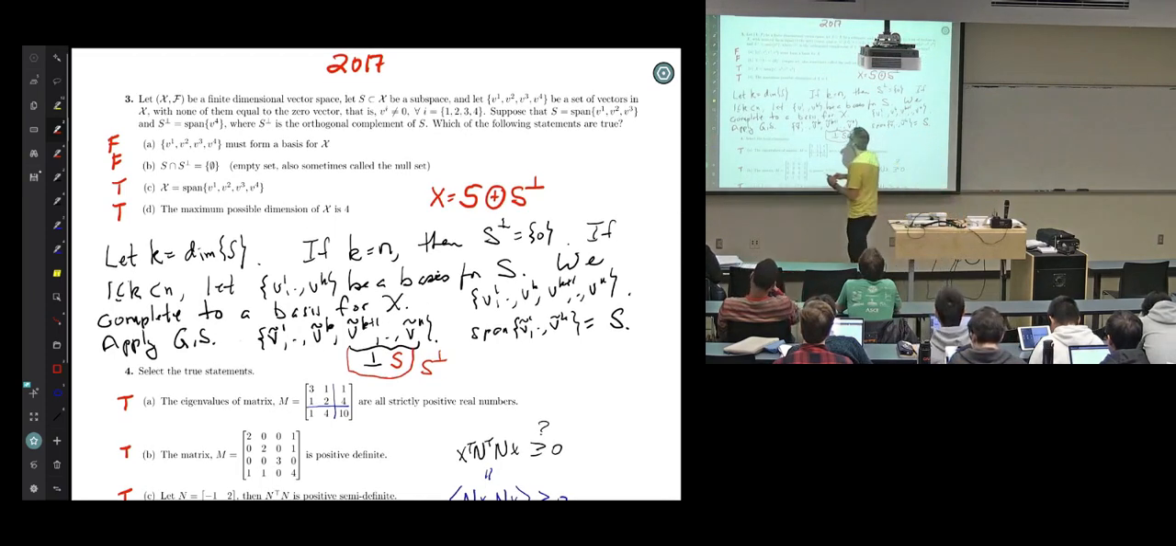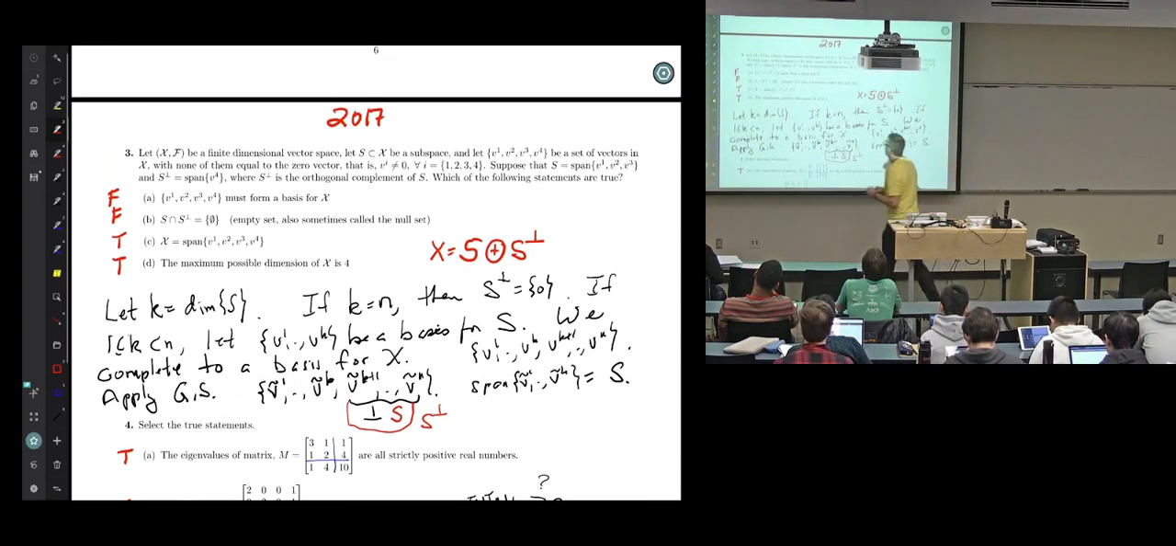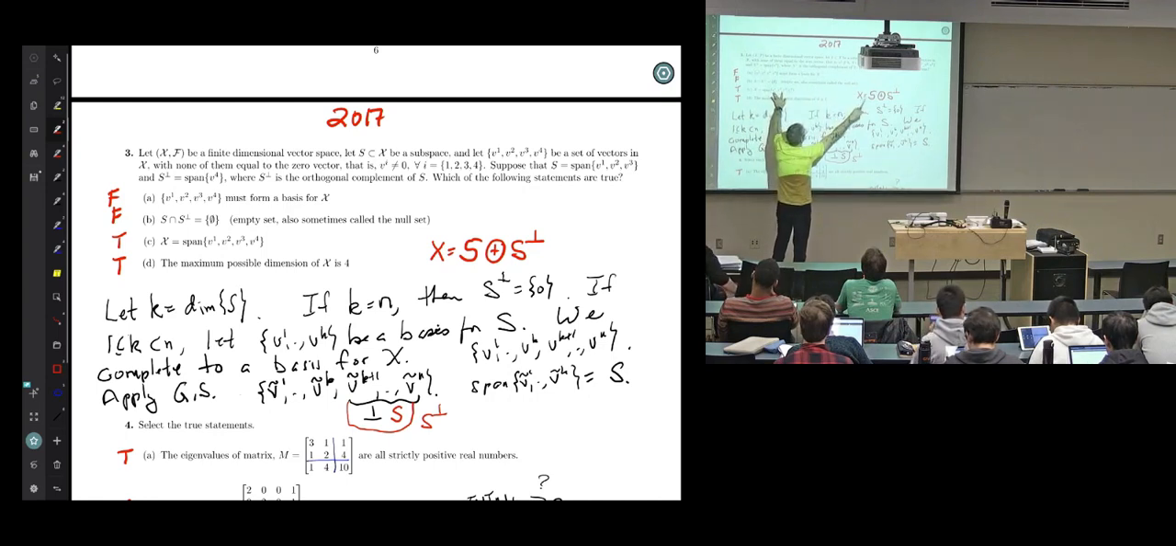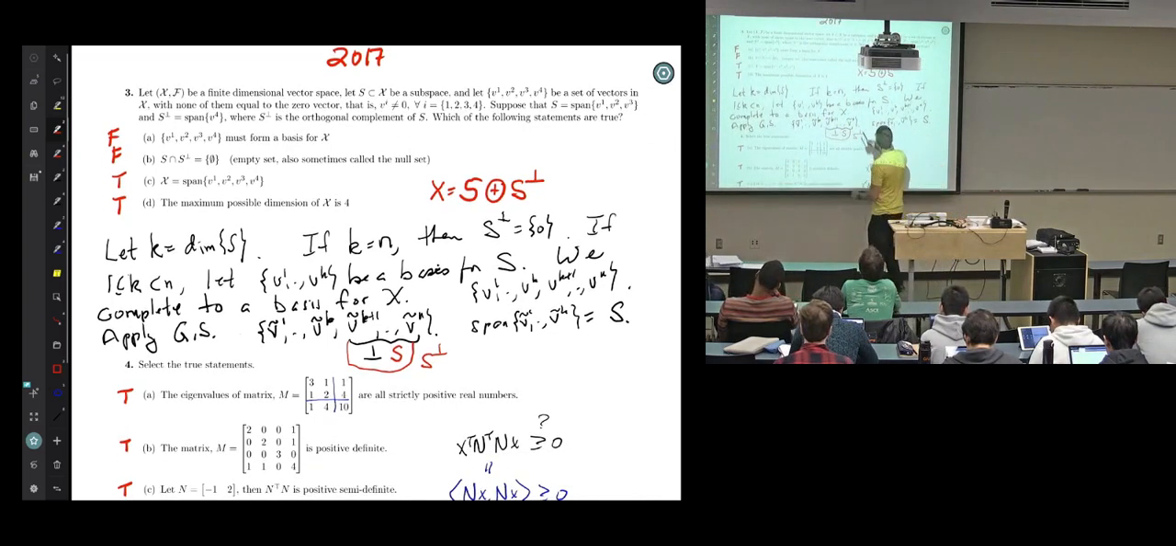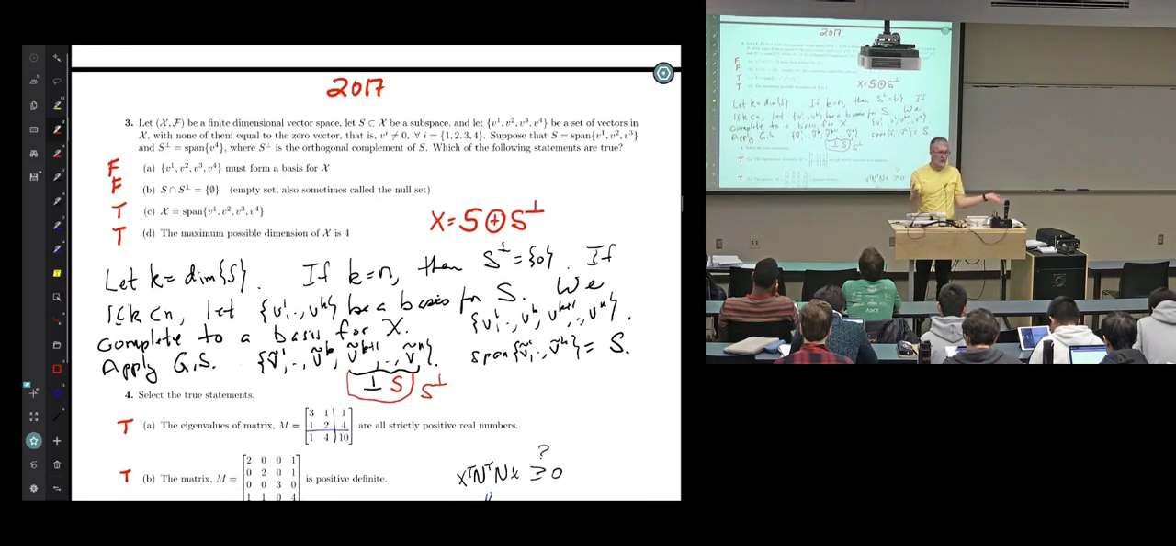And then S intersected with S perp being the empty set, that's not possible. It's got to be the 0 vector. And then since S is the span of the first 3, and S perp is the span of this one, the span of this plus span of this is X. So the reason I went through this is just to point out, this is always true no matter what S is, and then you go back and you substitute what they are and you get that answer.